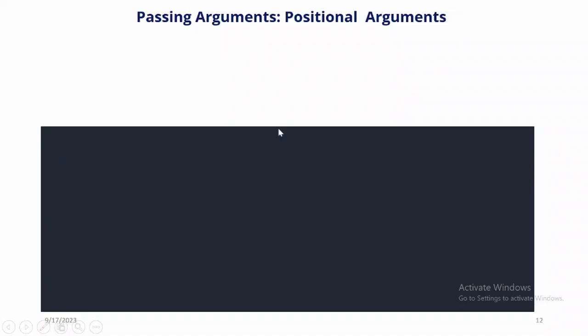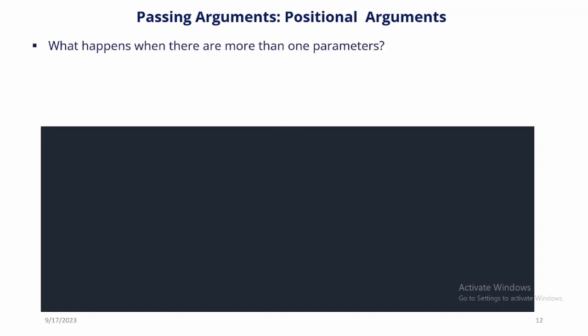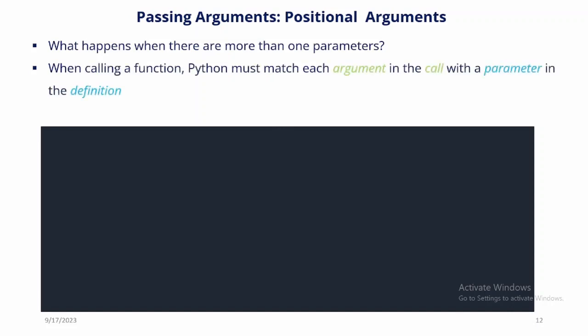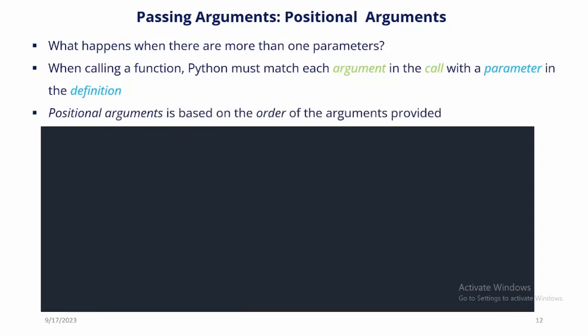So let's see how to pass arguments into functions. There are several ways to do that. What happens when there are more than one parameters you want to pass into a function? More than one input. When calling a function, Python must match each argument in the call with the corresponding parameter in the definition. This can be a complicated issue. If you pass the arguments wrongly from the way the parameters were arranged in the program, you might have very serious consequences, errors. So one way to do that is called positional argument.